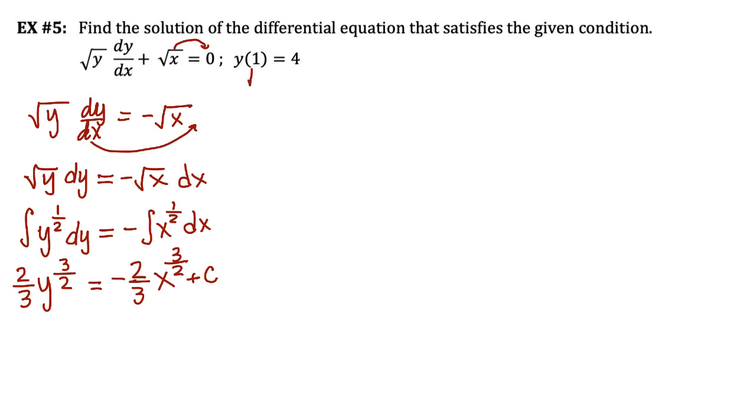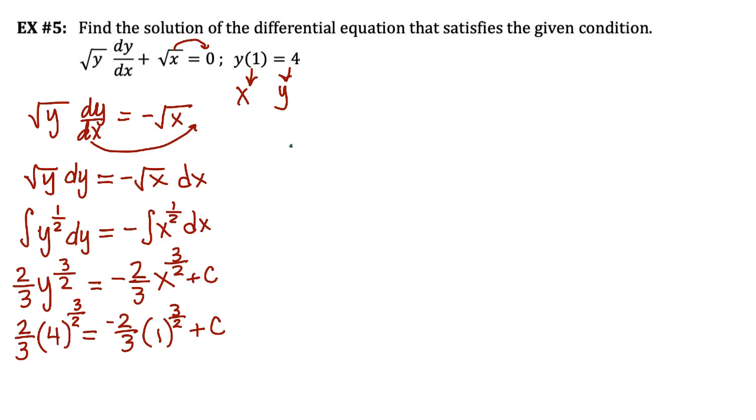Now we're going to go through and remember that number is your x, this is your y, and we're going to substitute in. So I'm going to have 2/3 times 4 raised to the 3/2 equals negative 2/3 times 1 raised to the 3/2, plus c. This is getting kind of messy looking. So move over a column. Looks like we're running out of room.